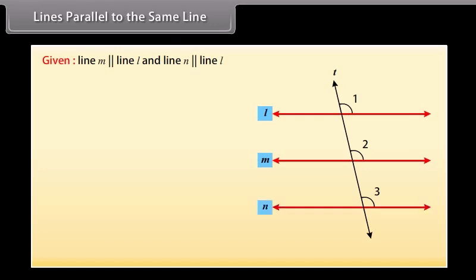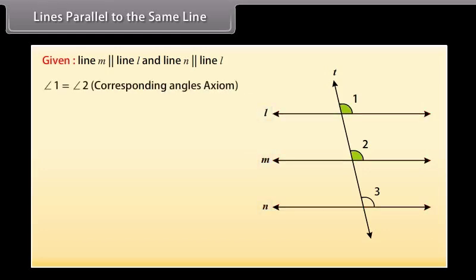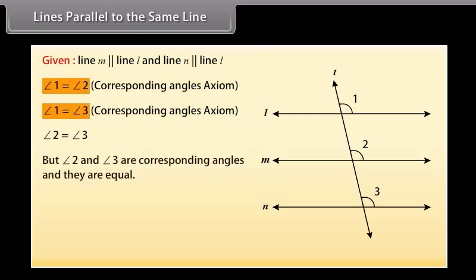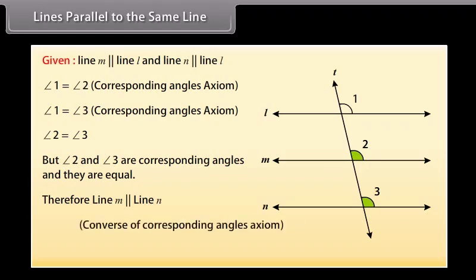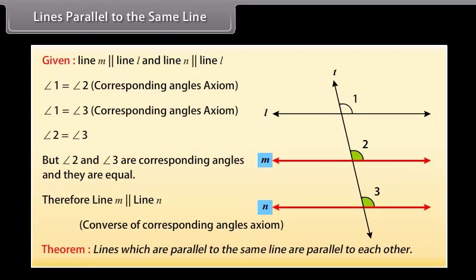Therefore, by using the corresponding angles axiom, we can say that angle 1 is equal to angle 2 and angle 1 is equal to angle 3. So from these two we can say that angle 2 is equal to angle 3. But angle 2 and angle 3 are corresponding angles and they are equal. Therefore, by using the converse of the corresponding angles axiom, we can say that line M is parallel to line N. And this result can also be stated in the form of a theorem: lines which are parallel to the same line are parallel to each other.